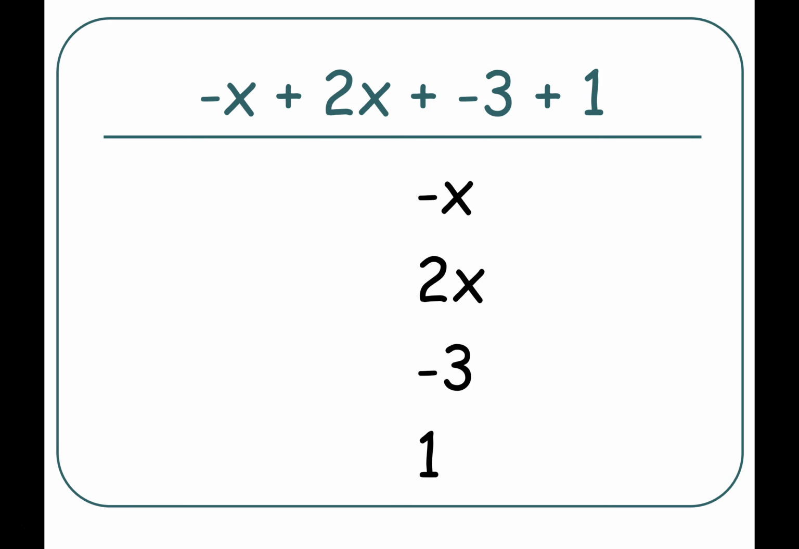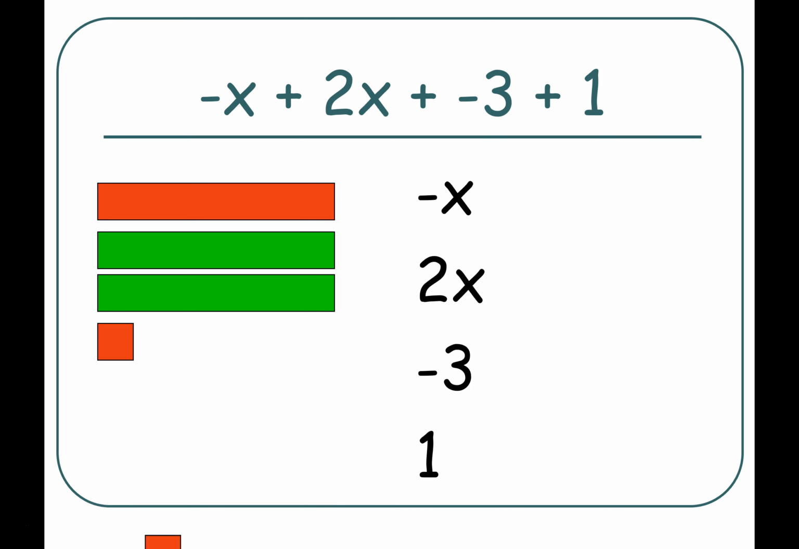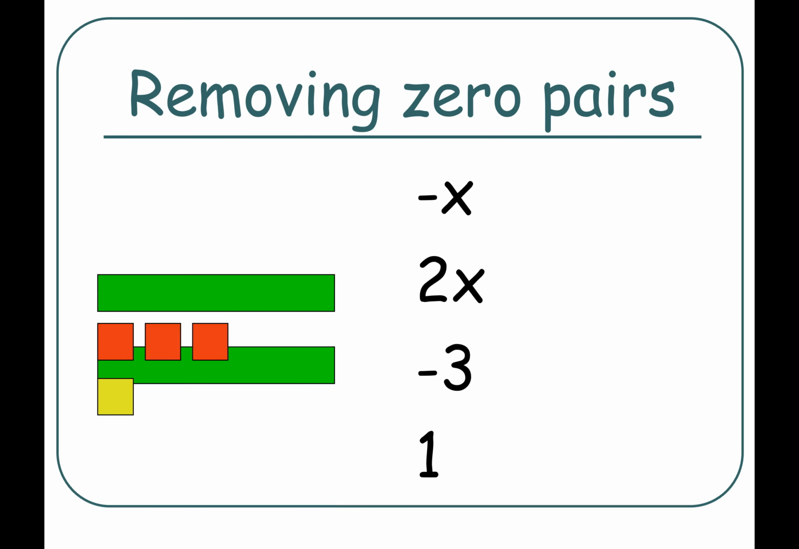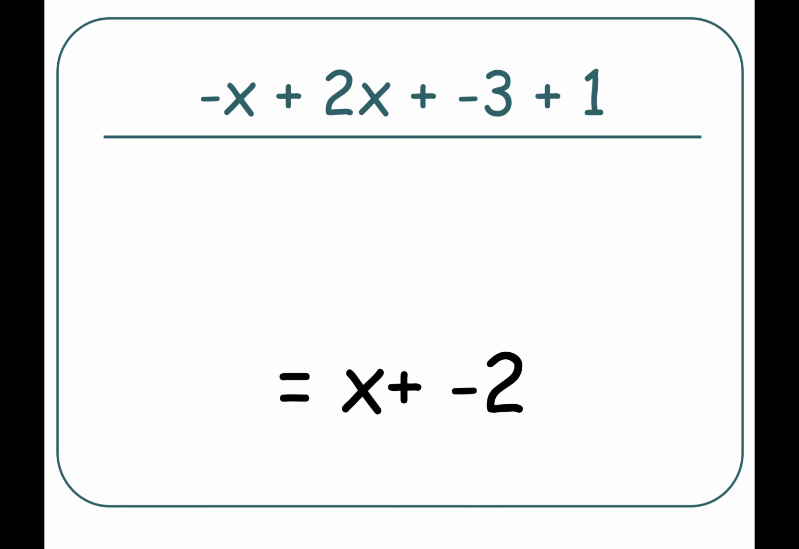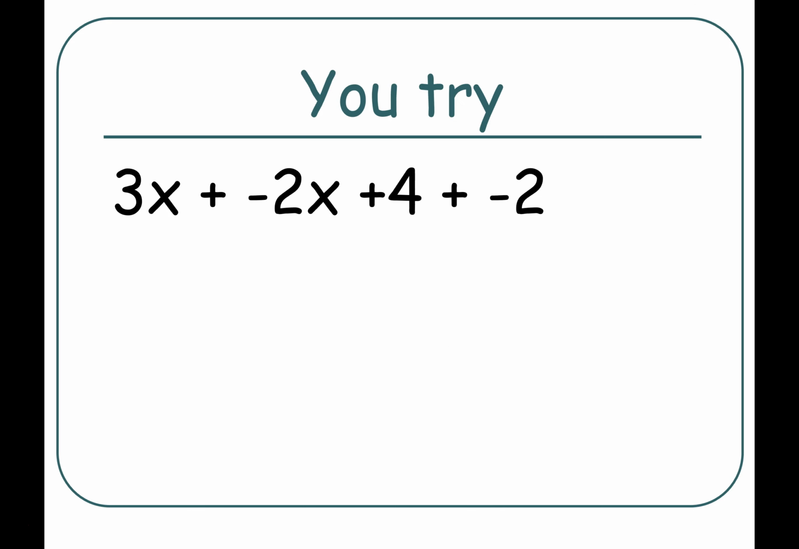If I wanted to combine this one, opposite x plus 2x plus negative 3 plus 1, there's my opposite x, 2x, negative 3, and then plus 1. And then I look, can I create any zero pairs? I have a zero pair of x's, one zero pair of units, and I'm left with x and negative 2, or x minus 2. So there's x plus negative 2, or I could write x minus 2.